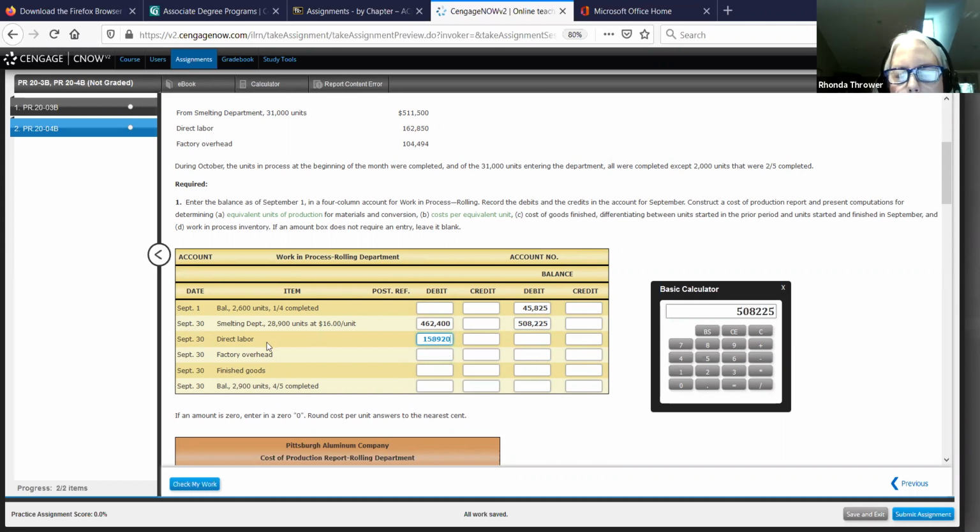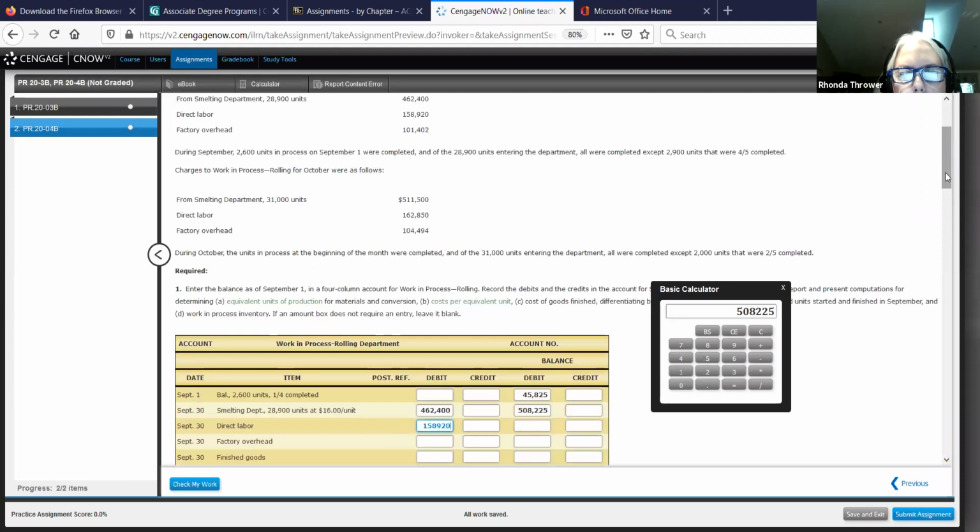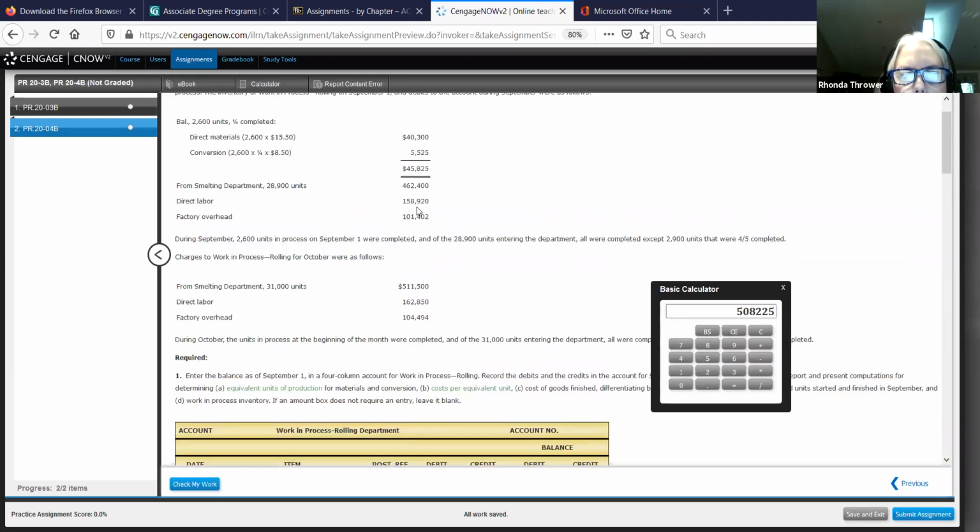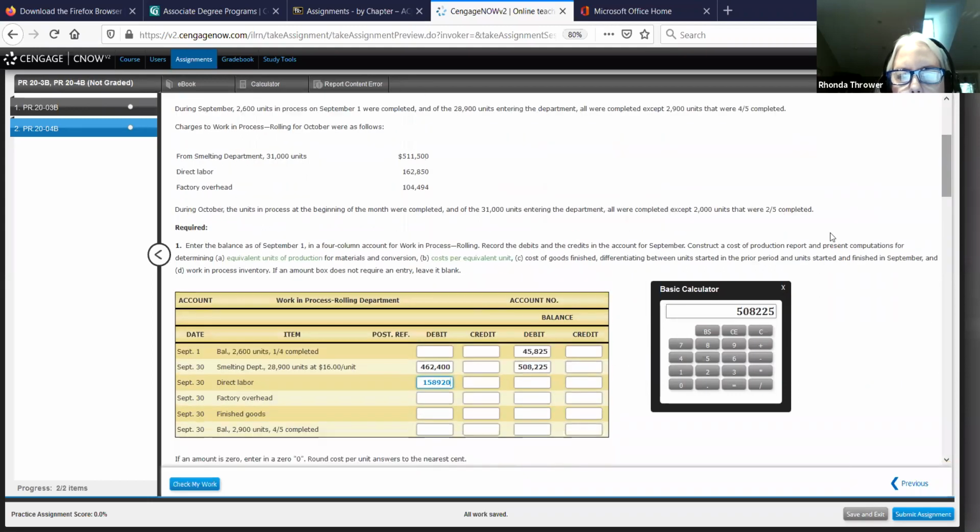And direct labor adds to your work in process account. So that's why we're debiting it for 158,920. And again, I got that from here. We're going to find a new running balance now. So we're just going to add to this balance here 158,920. And that'll give us a new balance of 667,145.